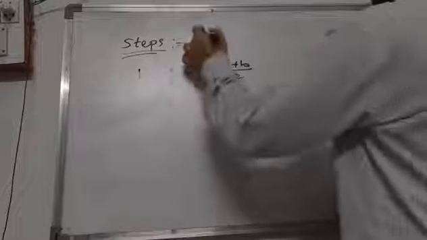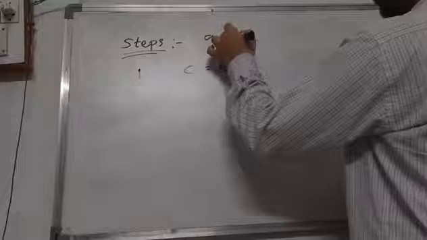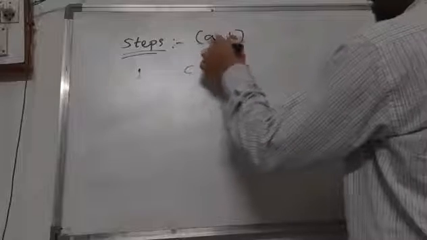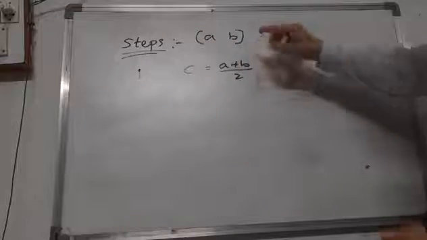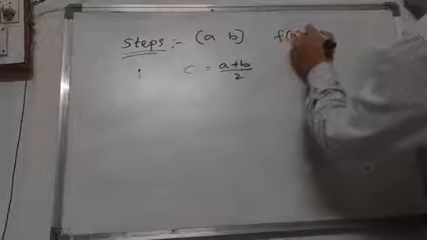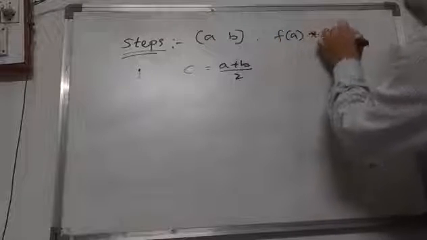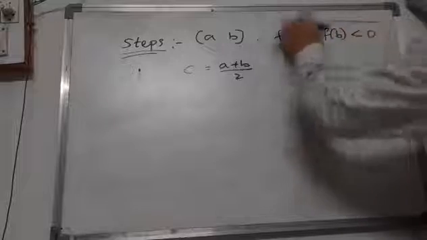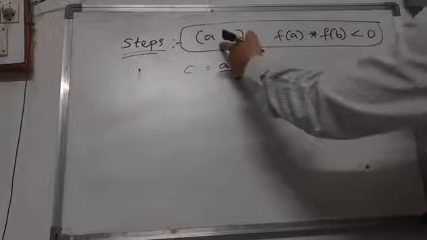And before this you have to take two numbers randomly. You have to assume two numbers such that, how do you assume these two numbers? F of A into F of B should be less than 0. In this way we have to take these two numbers. This is the first condition.